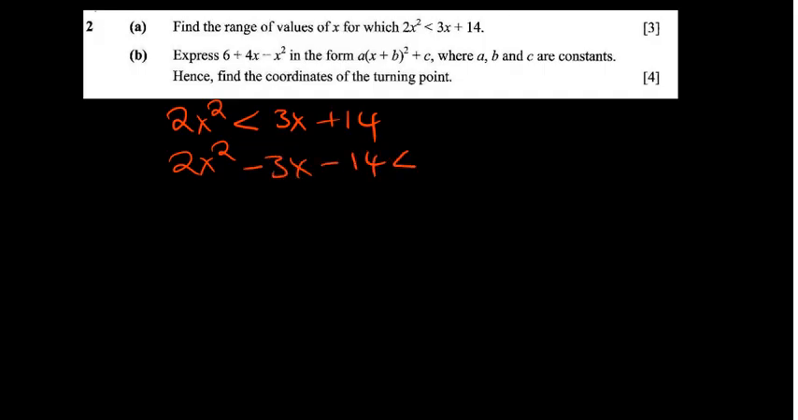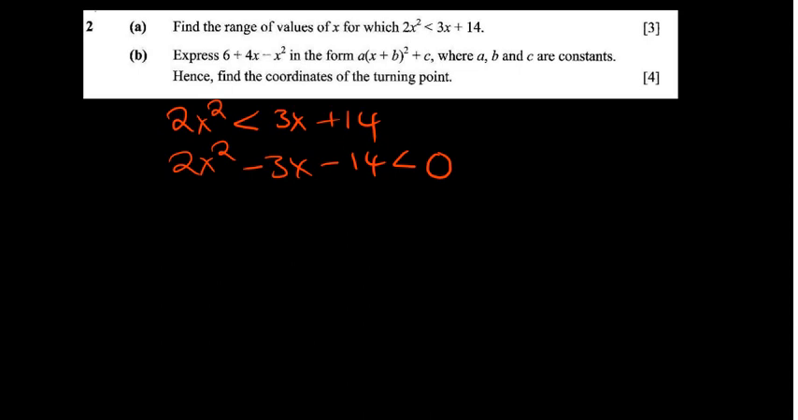So we have a question from inequalities and functions. A says find the range of values of x for which 2x squared is less than 3x plus 14. So for A we have 2x squared being less than 3x plus 14. Anyway, we just take it to one side and come up with an inequality in terms of 0. So we have 2x squared minus 3x minus 14 less than 0.